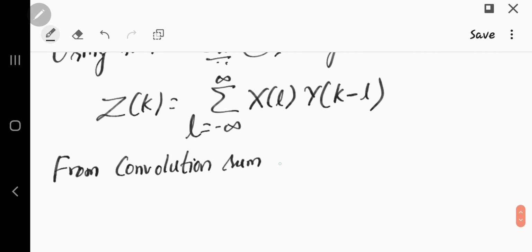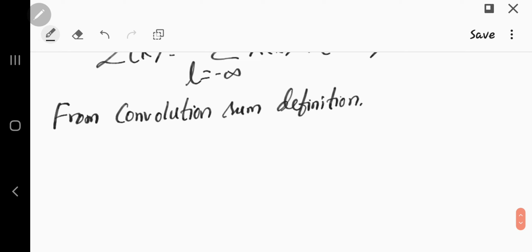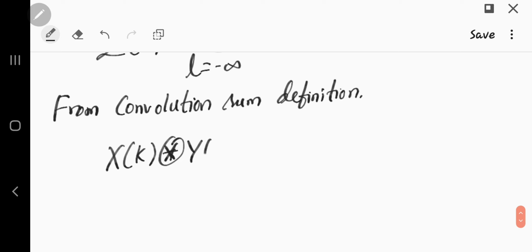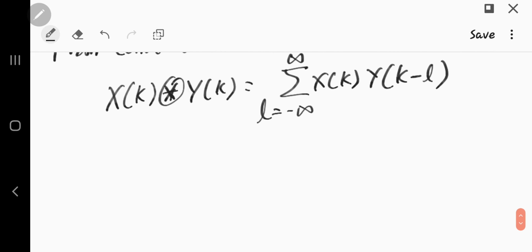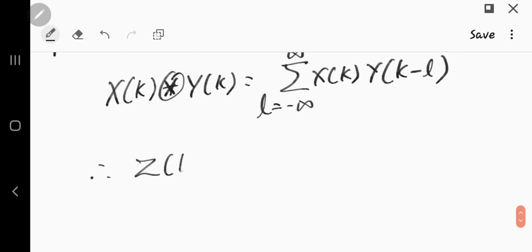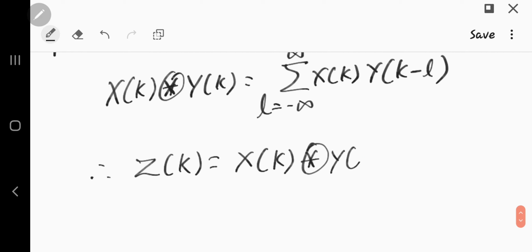Okay, so from the convolution sum definition, we can write x of k convolved with y of k as summation L equals minus infinity to plus infinity. So x of k is constant and y of k is the time shifting one. So you can write it like this. Therefore, z of k can be written as x of k convolved with y of k. So hence the proof.